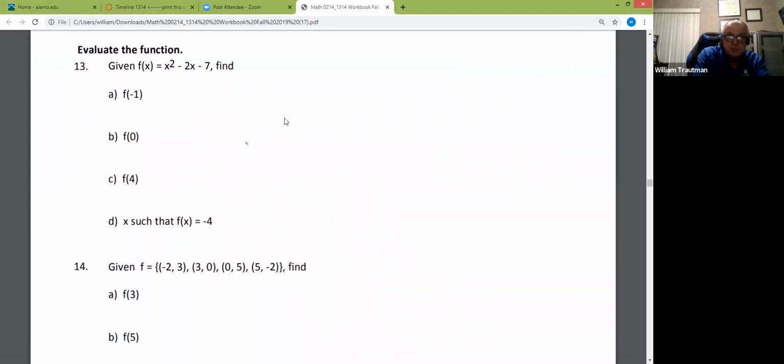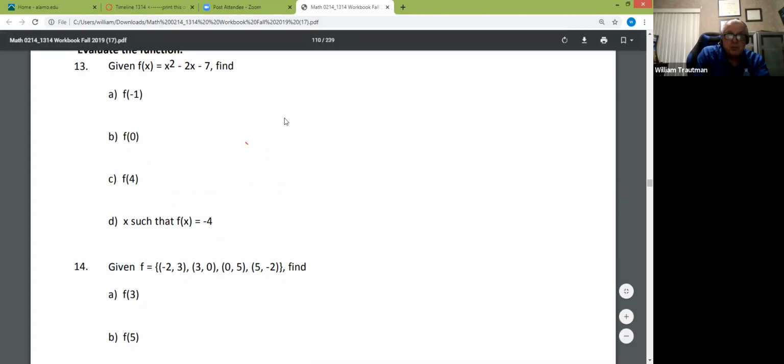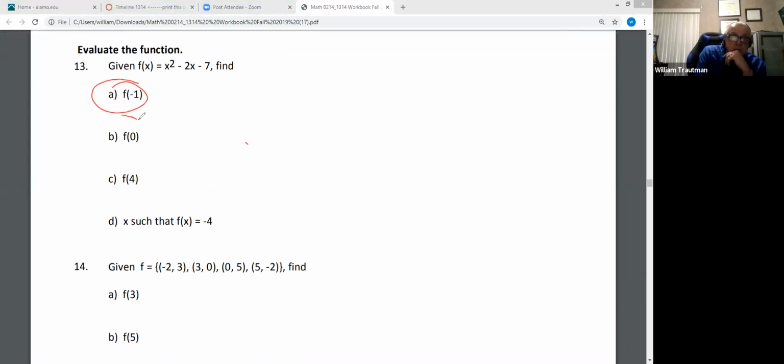13D. Look at D. Look at A, B, and C. Do you see on these, they tell you x is this, x is this, x is this. Here, we're trying to find out what x equals. What does -4 represent? Can somebody help me? What does -4 represent?